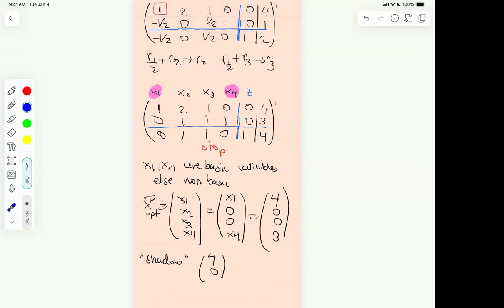I went carefully, but every auxiliary problem is the same. You add a slack variable for each equation. You change the optimization function to the negative of the sum of the new slack variables, basically. You solve the auxiliary system, and that allows you to start the new one.